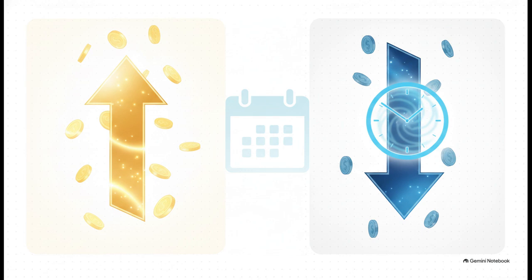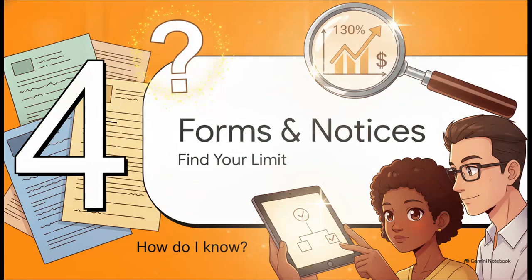But ABAWD reporting triggers when your work hours drop below 80 hours per month. The timeline to report, though, stays exactly the same. The source documentation gives us a perfect example. If you're an ABAWD and your hours drop from 80 down to 75 in the month of November, you must report that change to the DFR office by December 10th. Section 4, Forms, Methods, and Notices.